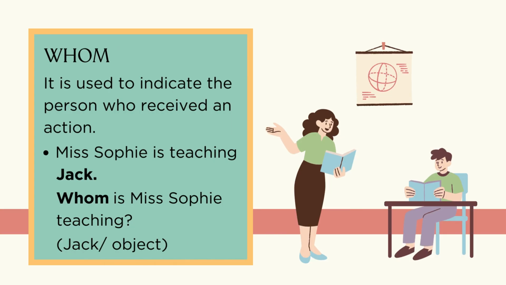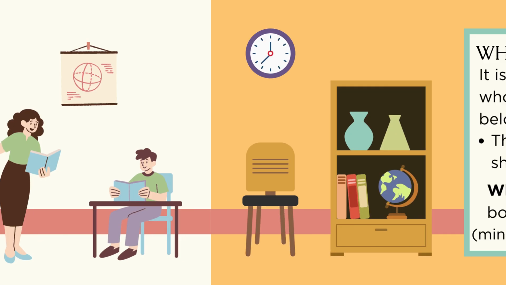Whom? It is used to indicate the person who received an action. It answers the object of the sentence. For example, Miss Sophie is teaching Jack. Whom is Miss Sophie teaching? Jack. It is the object of the sentence. He is receiving the action.